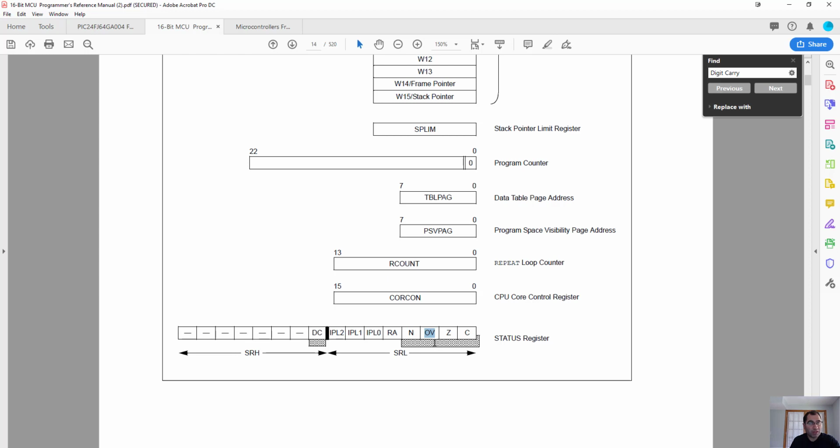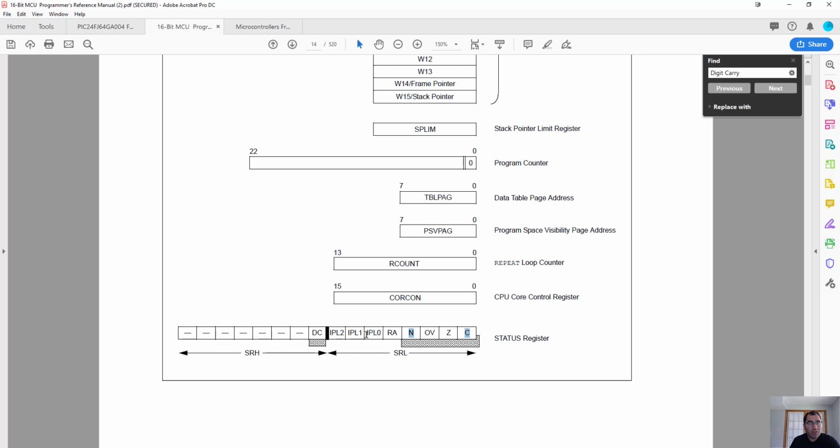And if you have a word operation, a 16-bit operation, and the result is above 16 bits, which can be the case a lot of times, then you have the overflow flag. And if the result is negative, you have the negative flag. So these are the lower 4 bits of the status register.